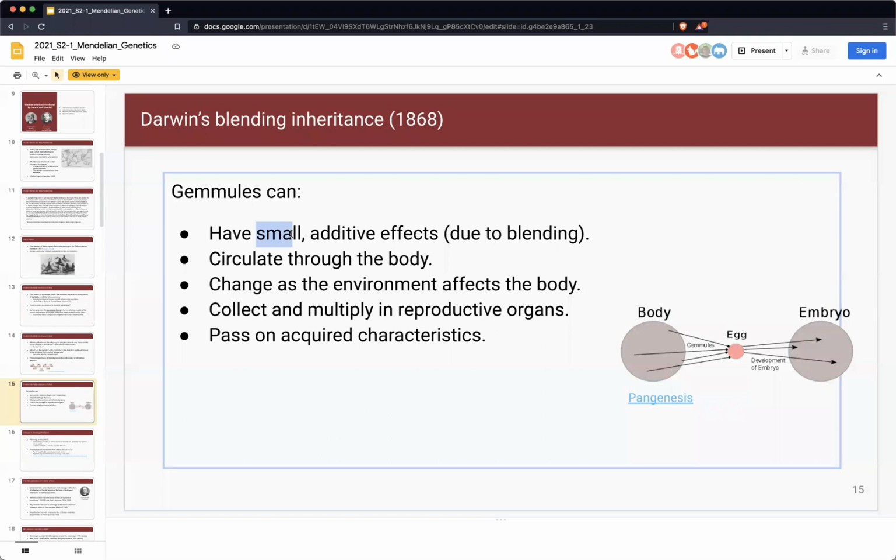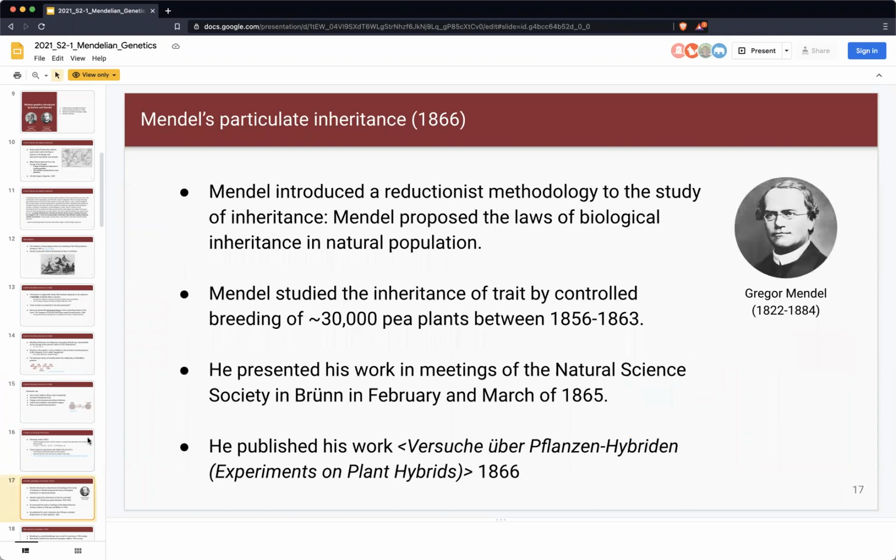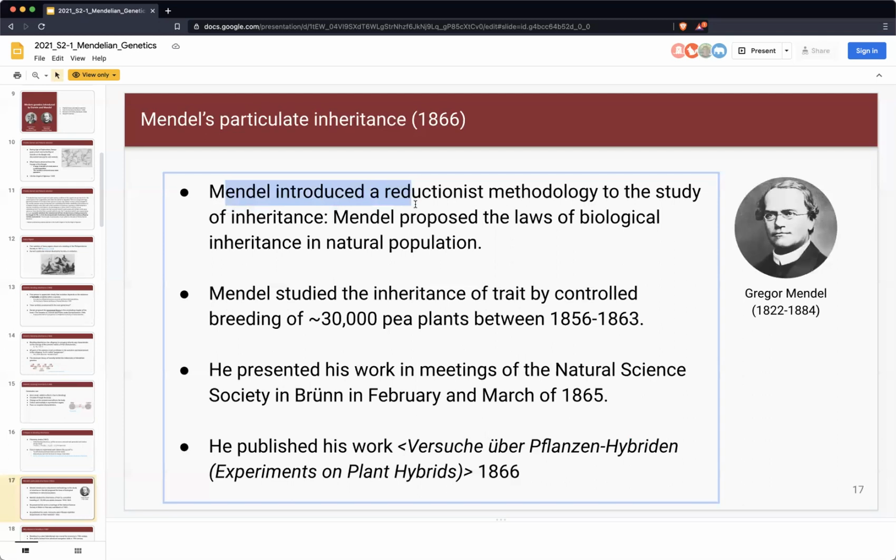Okay, let's switch to Mendelian genetics. More specifically, we should call it Mendel's particulate inheritance, because the particle or factors is the main and core concept of Mendelian genetics, right? Mendel introduced a reductionist methodology to the study of inheritance. Mendel's great implication to our biology is that he provided very reductionist experimental methods to inheritance study, genetics. And Mendel proposed the laws of biological inheritance in natural populations.